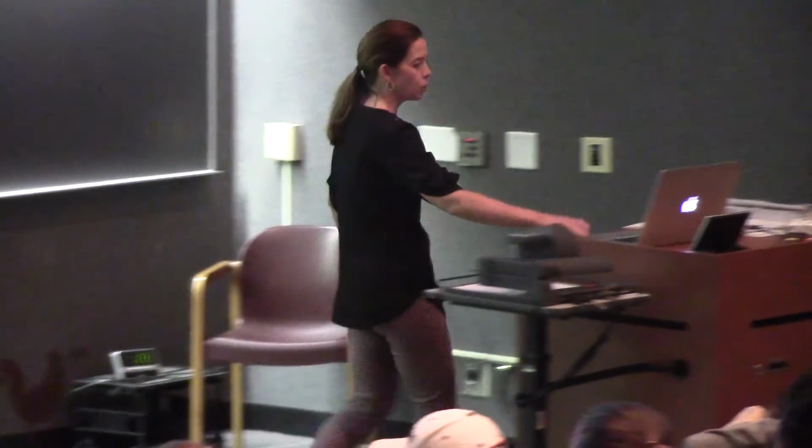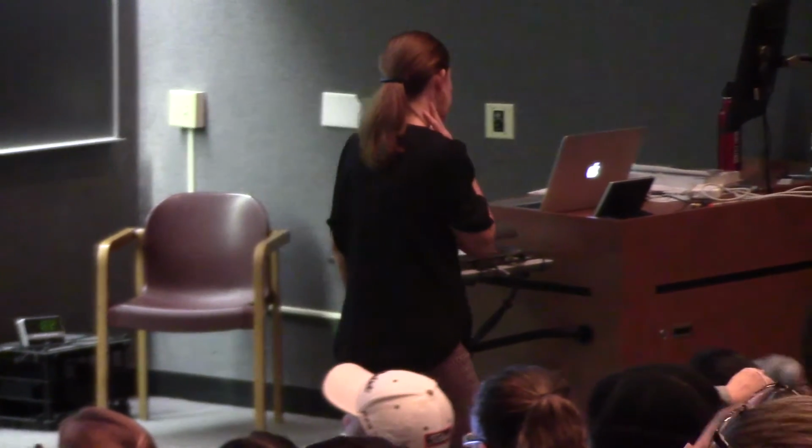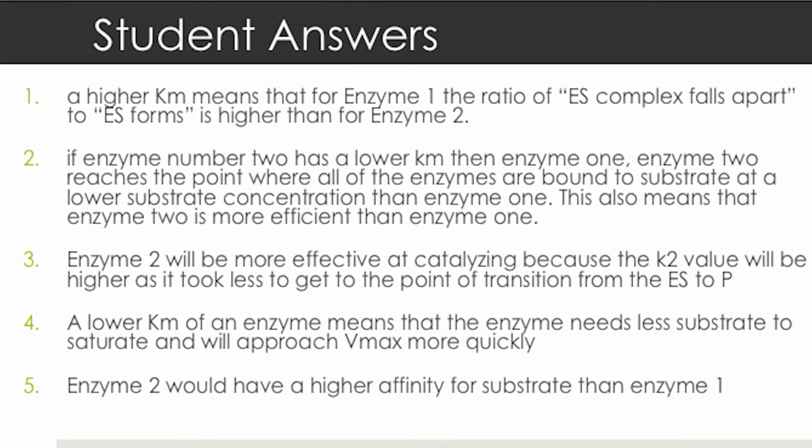Wrapping up, but I want to put up some student responses to this question from the past, and I'd like us to critique these. Okay, so when I ask other students like you to respond to this question, here's what some of them said. Number one, a higher Km means that for enzyme 1, the ratio of ES complex falls apart to ES forms is higher than for enzyme 2.